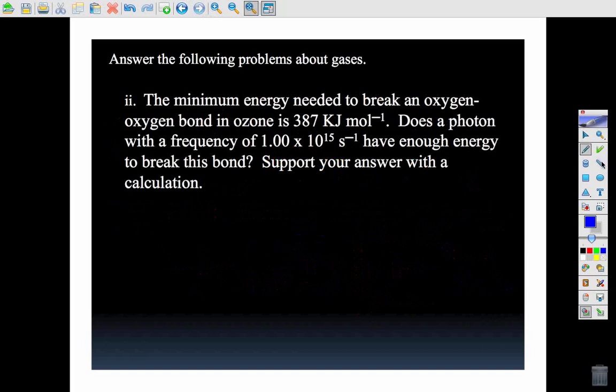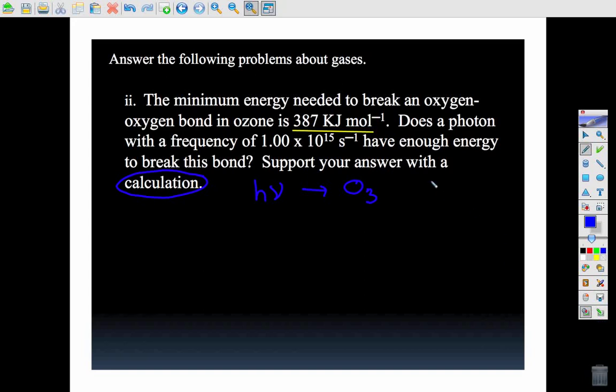Now, on to the last part here. Again, this is very much like that last question. It gives us the energy to break that bond as kilojoules per mole. Now this time it asks us, does that photon have enough energy to do it? So we took the photon from the previous problem, and that photon hit my O3, and the question is, is it enough energy to break it? Well, to calculate that, we have to prove it, and notice it doesn't just say support, it says support your answer with a calculation. And so we have to compare energies.